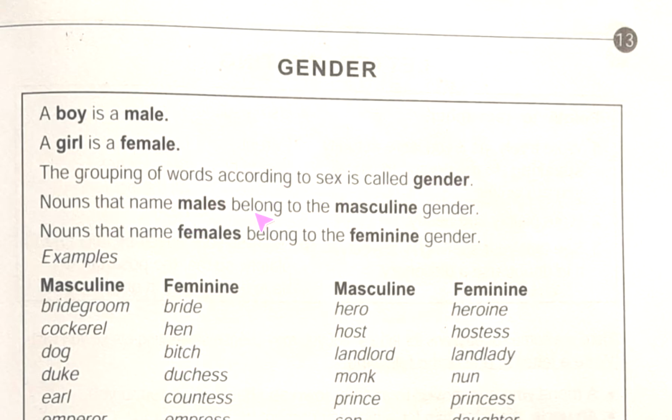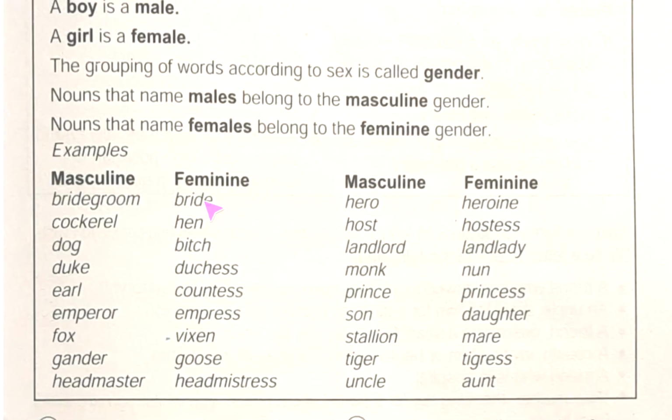Nouns that name males belong to the masculine gender. Nouns that name females belong to the feminine gender. So we know this. Here it is written so nicely. After that, in this place, we are getting some masculine and feminine genders. Here I am going to read, you just go with me.